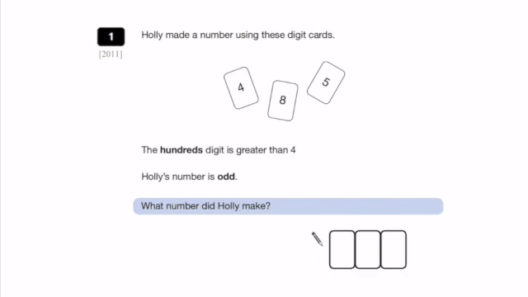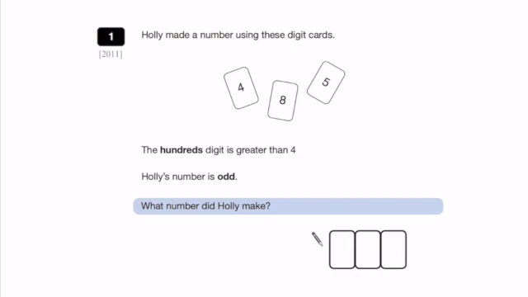Number 1, Holly made a number using these digits, 4, 8, 5. The hundreds digit is greater than 4. Holly's number is odd. What number did Holly make? Press pause, have a go, and when you think you've worked it out, unpause.